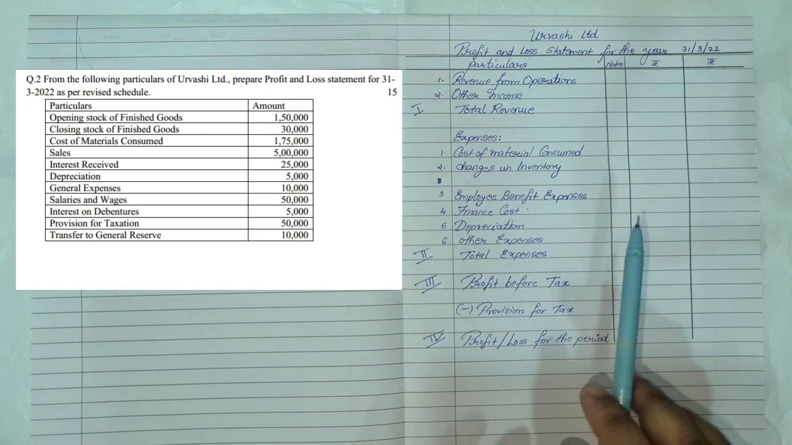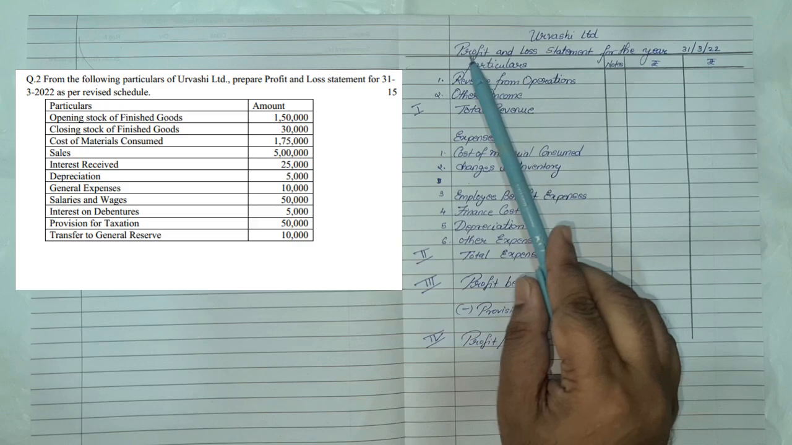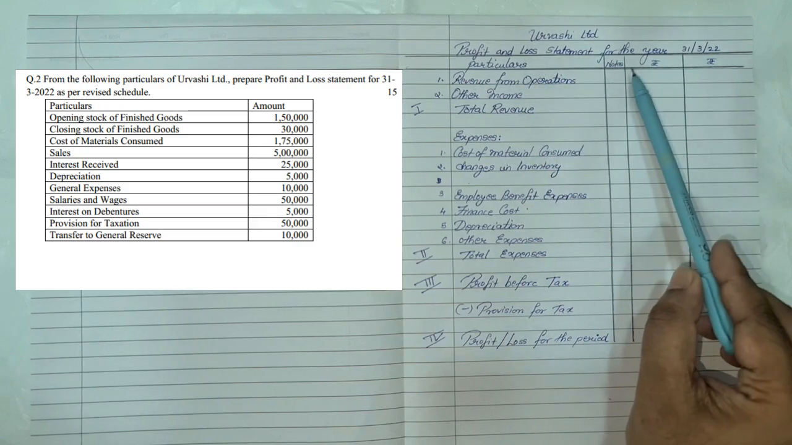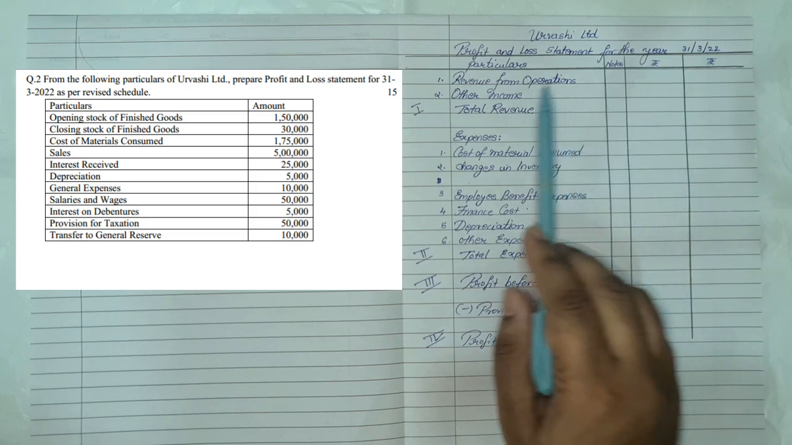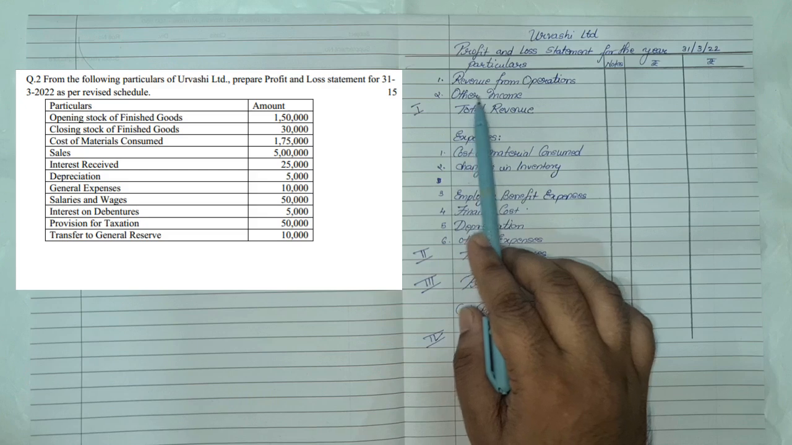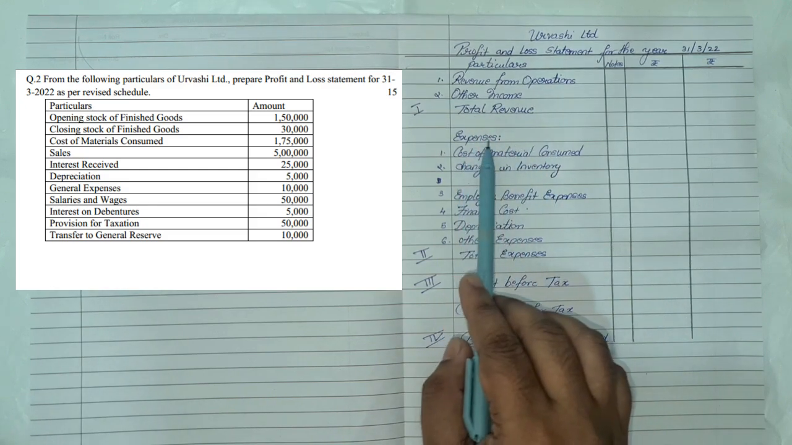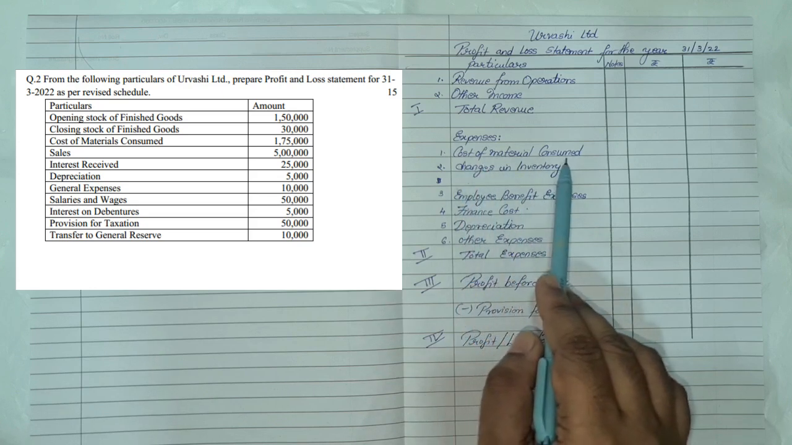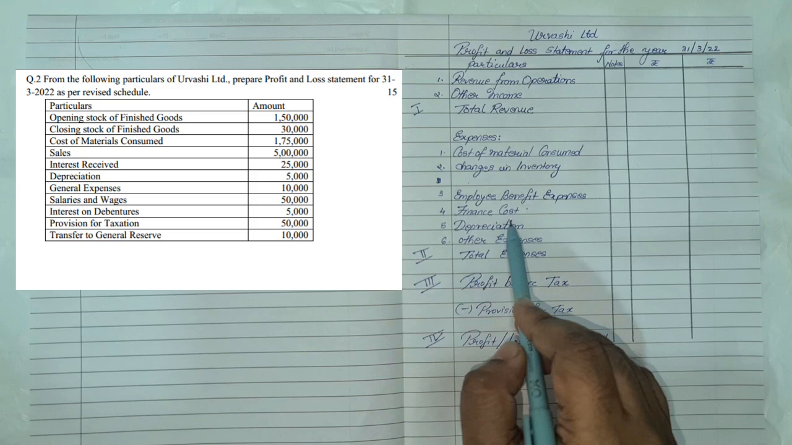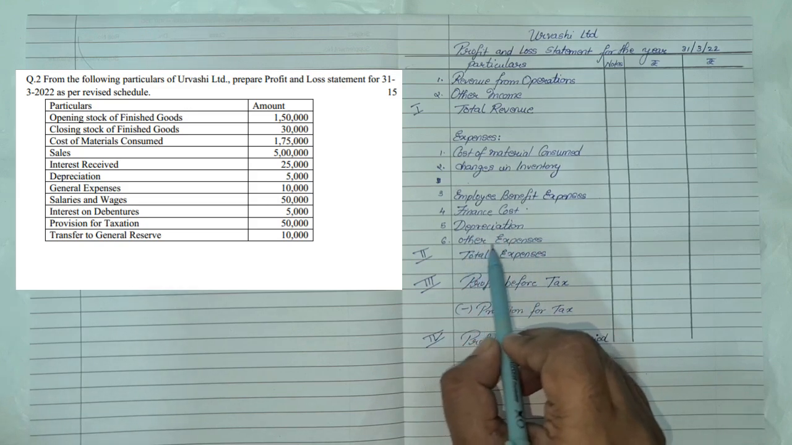So now I've already made the statement. If you look carefully, it's given in the books of Urvashi Limited. We have the profit and loss statement for the year ending 31st March 2022. Particulars, notes, amount. Under particular number 1, we always have revenue from operations. Second, other income. When you add up both, we get total revenue. Next, we have expenses. Under that, cost of material consumed. Second, change in inventory. Third, employee benefit expenses. Fourth, finance cost. Fifth is depreciation, and last, sixth, is other expenses.